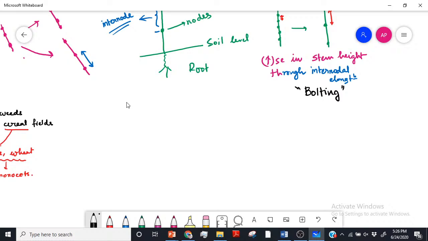Now understand one thing. Suppose this is a stem. Over here we have two nodes, and from the nodes there will be stems coming out, and on the stems there will be leaves.